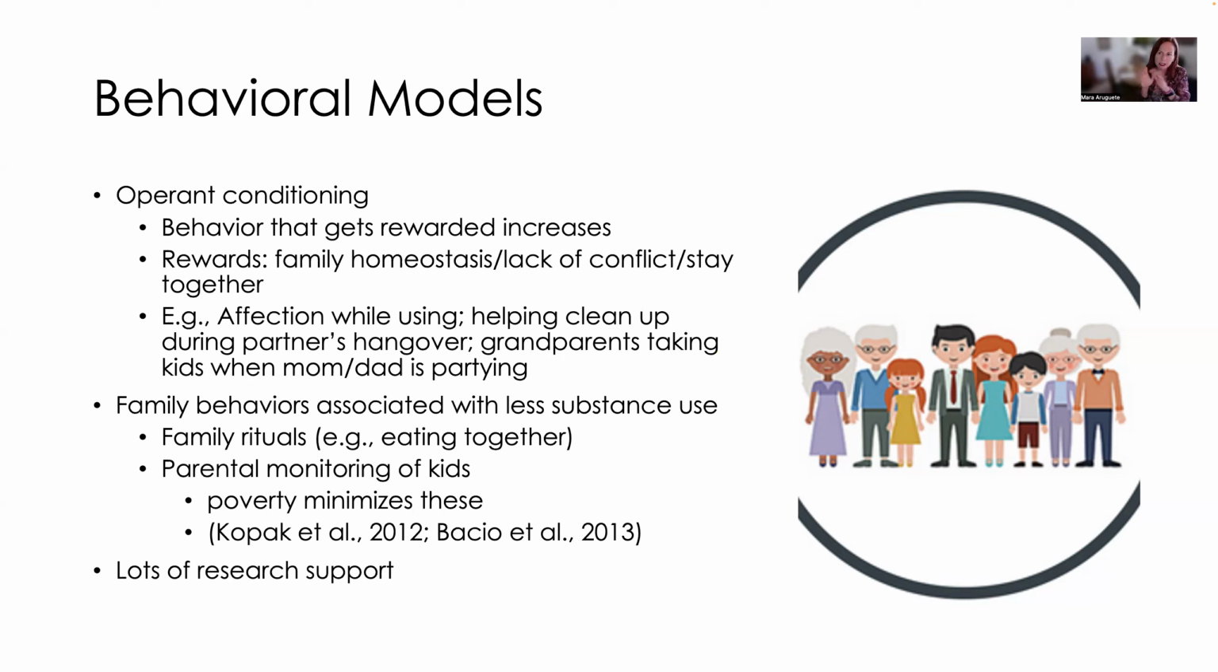And the idea here is that the rewards are not at the individual level. We talked about before, if I smoke weed, then I get high and I feel good. That's a reward, but this is a reward at the family level. For example, the drug use may cause homeostasis, may cause lack of conflict, because everybody knows when a person's using, you leave them alone, you don't expect much. It may also help you to stay together because affection might be produced.